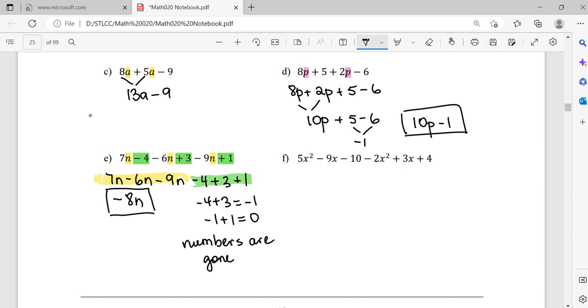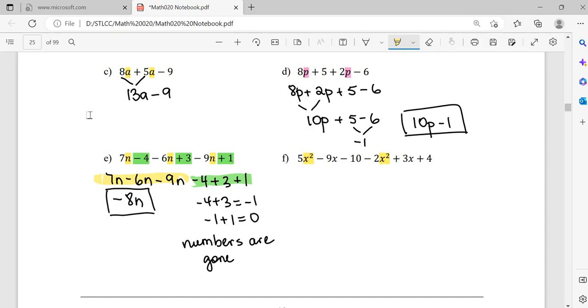All right. And here we are at the very last problem for this lesson. Let's take a look at what we have here. We have 5x squared minus 9x minus 10 minus 2x squared plus 3x plus 4. So here we will be having 3 sets of like terms. I have the x squared.